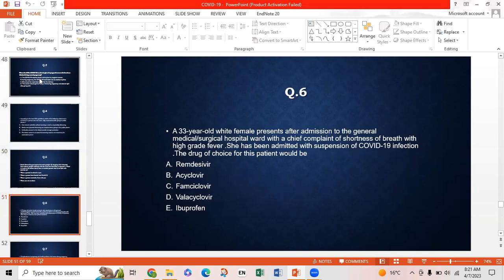Sixth MCQ: a 33-year-old white female presents after admission to the general medical surgical hospital ward with the chief complaint of shortness of breath with high grade fever. She has been admitted with the suspicion of COVID-19 infection. The drug of choice for this patient should be option A, remdesivir, option B, acyclovir, option C, famciclovir, option D, valacyclovir, and option E, brufen. A. Yes, option A is the right one. Remdesivir is the drug of choice for such patients.